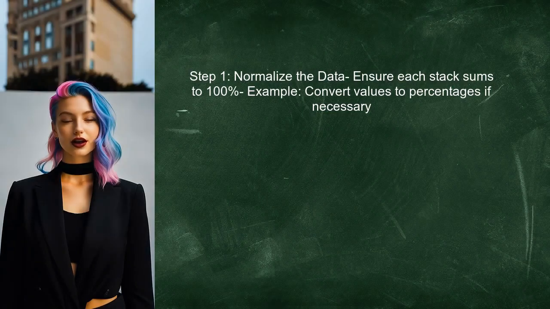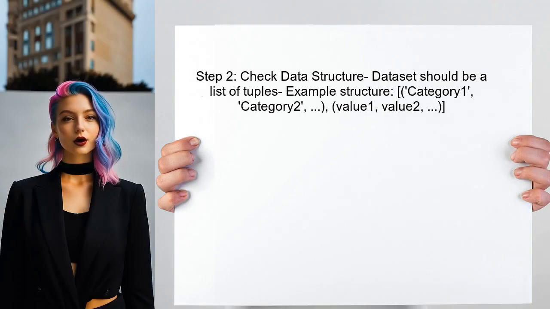To address the issue with the stacked bar plot, the user should first ensure that the data being plotted is correctly normalized. This means that the values for each stack should sum up to 100%. Next, the user should check the data structure. The dataset should be a list of tuples where each tuple represents the values for each category in the stack. This ensures that the plotting function receives the correct input.